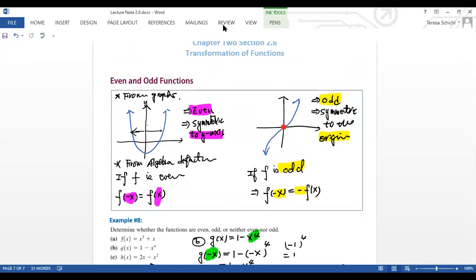All right, that is it for this section. It's a very long section, but it's a super important section. I hope you got a good understanding of all the transformations and the differences between odd and even functions.